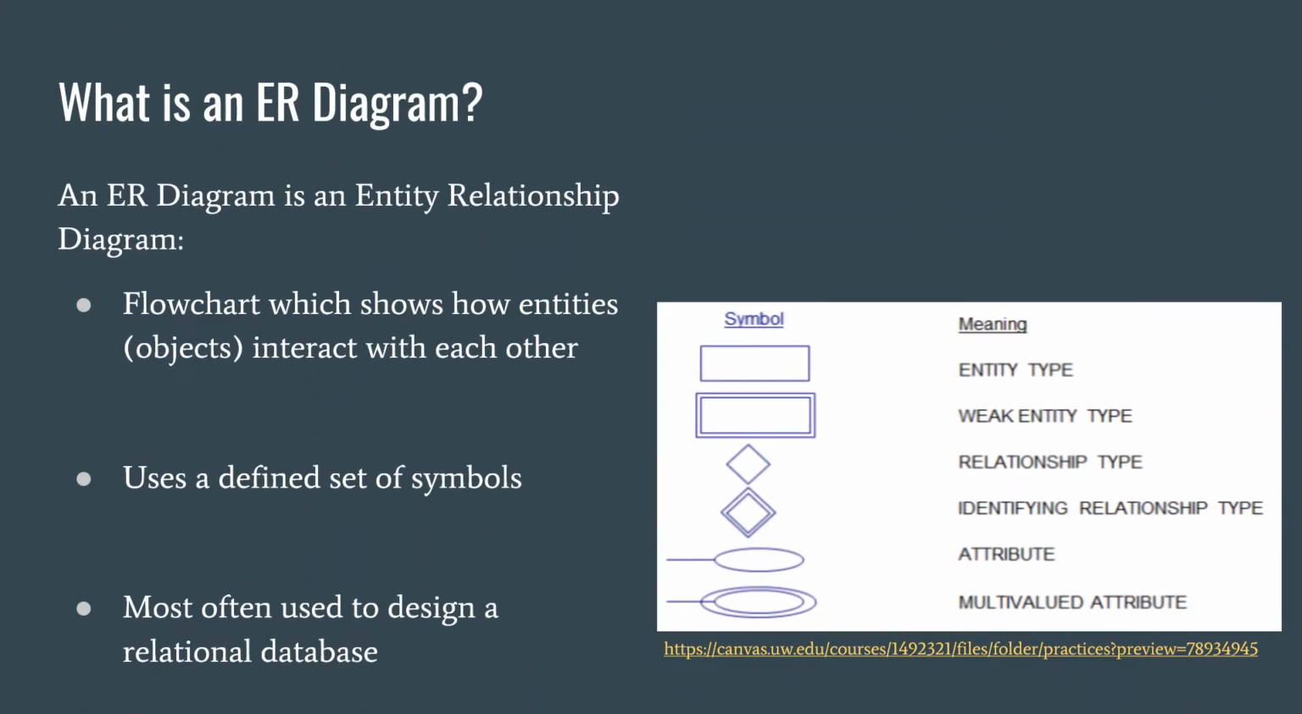What is an ER diagram? It is an entity relationship diagram, a type of flowchart which shows how entities interact with each other. They use a defined set of symbols, shown on the right, such as rectangles, diamonds, ovals, and lines to illustrate how these objects interact with each other. ER diagrams are most often used to design a relational database, a type of database that stores and provides access to data elements which interact with each other.